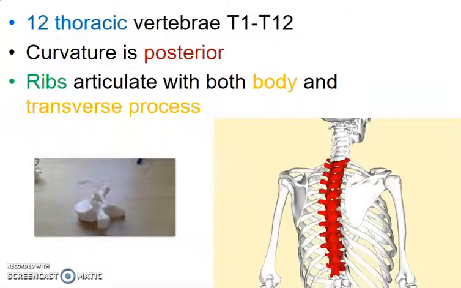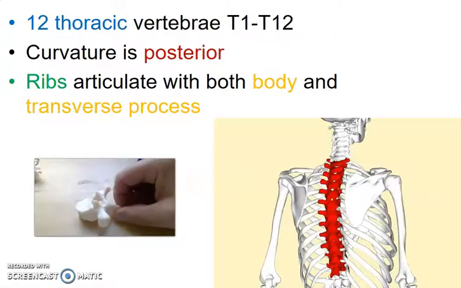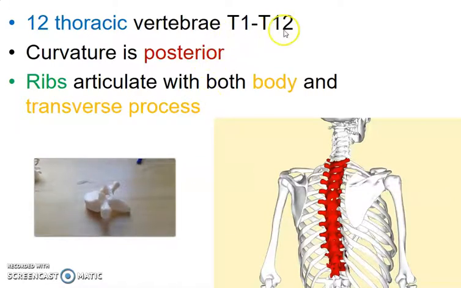We are moving on to the thoracic vertebrae. There's 12 of them. They are called T1 through T12. They are not named after the 12 Olympic gods. I think there are 25 Olympic gods, by the way, not just 12.